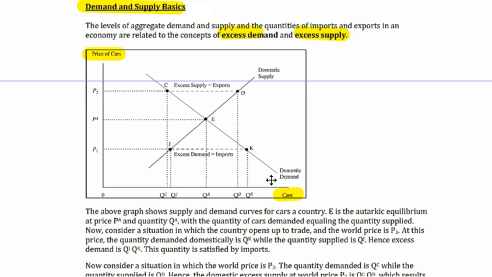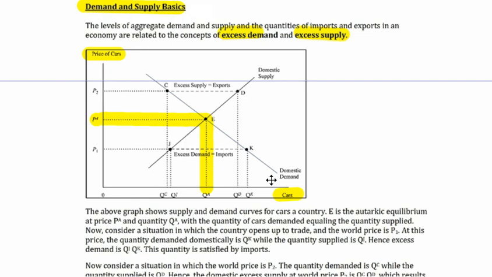If you have a look over here, we start off with the price, PA. PA is what we call the autarkic price. Point E is then the autarkic equilibrium, and at this particular point the price is PA and the quantity demanded is QA. Remember, autarkic is when everything happens within a specific country. Nothing leaves the borders, nothing comes in, nothing goes out of that particular country.